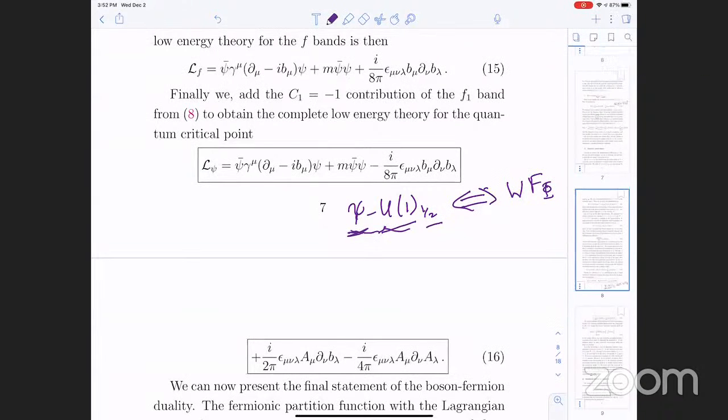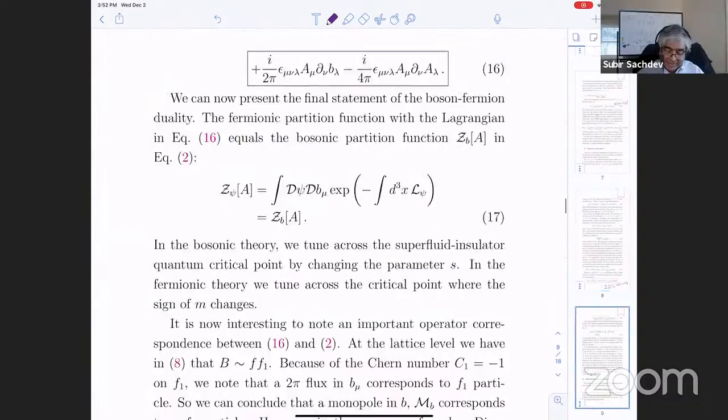Any questions? Or is it the monopole plus the fermion disruptor? Yeah, okay, there's a discussion of it.